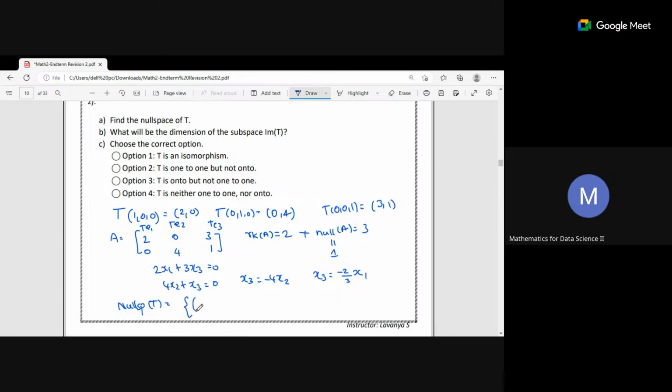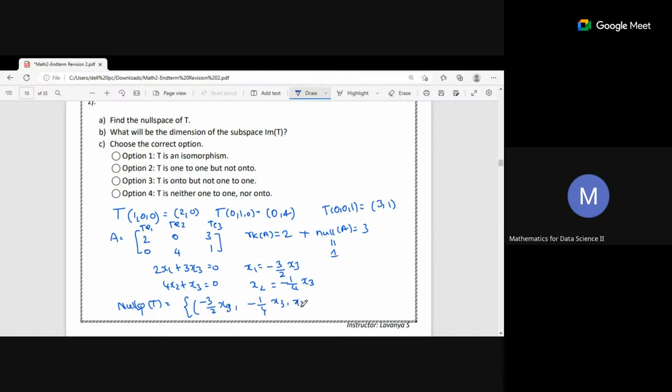Set of all... Sorry, here I want to express x1 and x2 in terms of x3, the other way around. So x1 is equal to minus 3 by 2 x3 and x2 is minus 1 by 4 x3. So you have (minus 3 by 2 x3, minus 1 by 4 x3, x3).